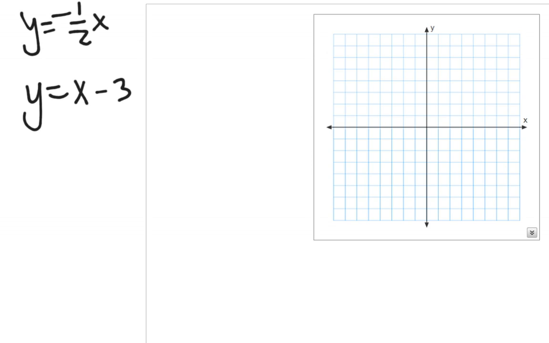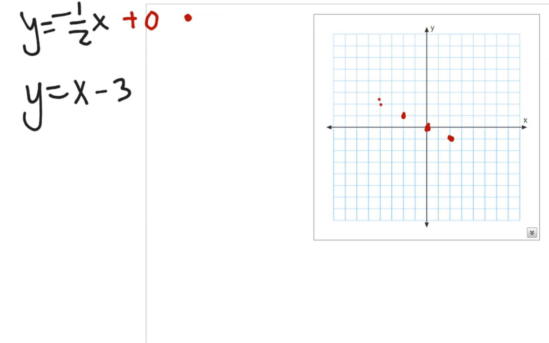So the first equation has negative 1/2 x. Technically here, even though it's not written, there's a plus 0, and that tells us our y-intercept. I'm going to graph this one in red. Since the y-intercept is 0, we're going to make a point at our origin. The slope is negative a half. We're going to count down 1, which takes care of the negative, and right 2, positive. I can keep going that way, or I can go up 1 and left 2.